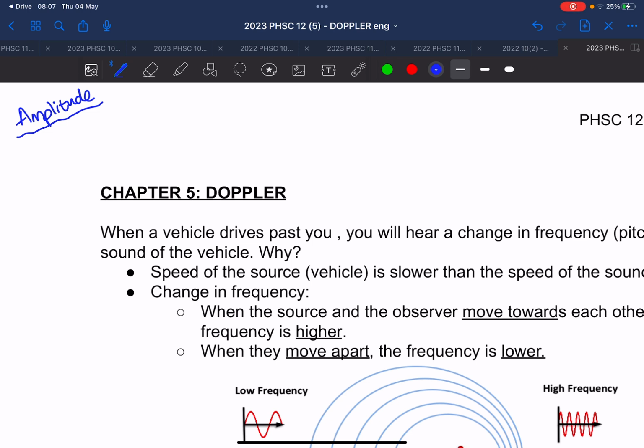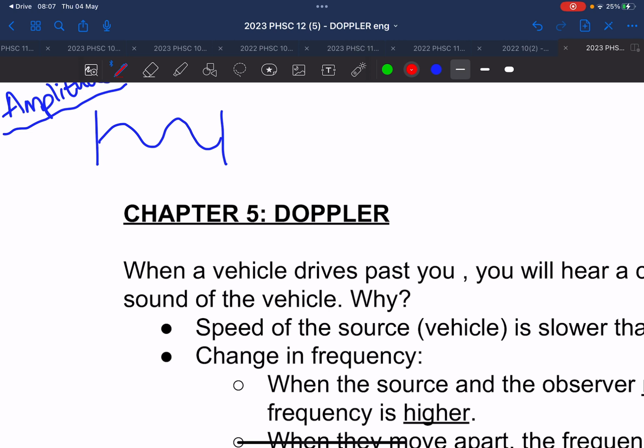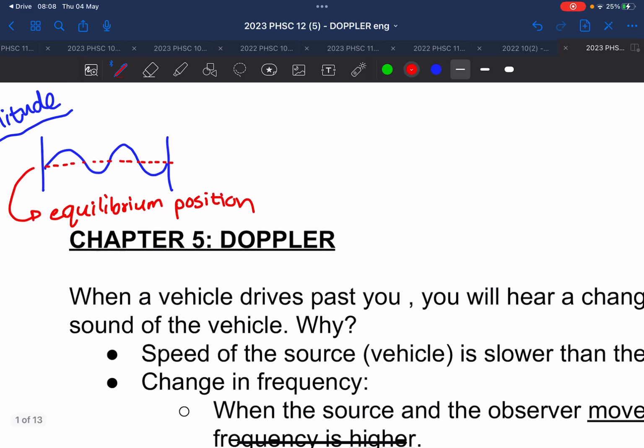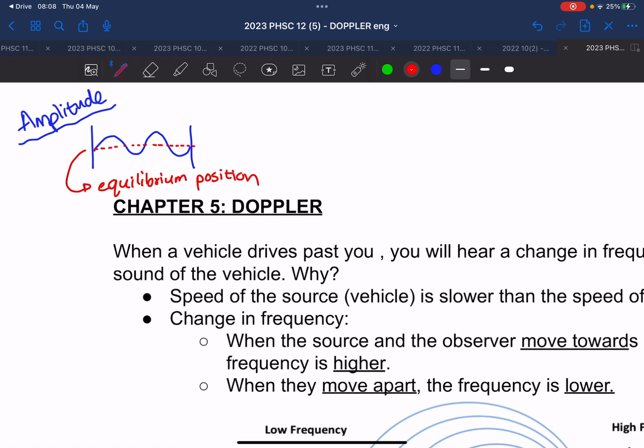Okay. So let's say we have a normal wave here. Let's make it two waves. One, two. Then in a wave, where we have our middle point, it's called the equilibrium position. Okay, so equilibrium position is your middle line, your resting position.